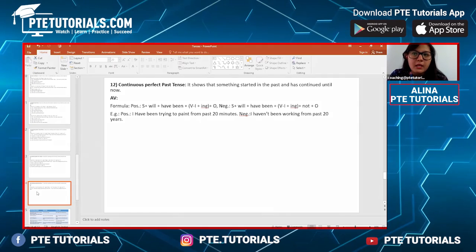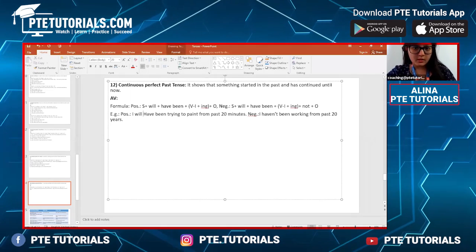And in continuous perfect future tense, any activity which will take place in the future will be going on, and it will be between one duration as well. So I will be, wait, I will have been trying to paint. Nope, that's wrong.